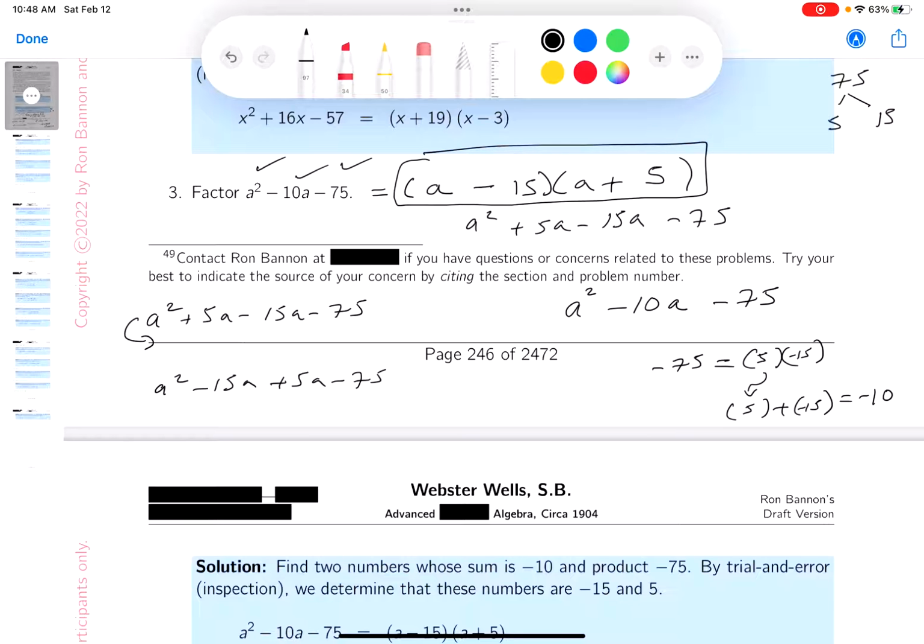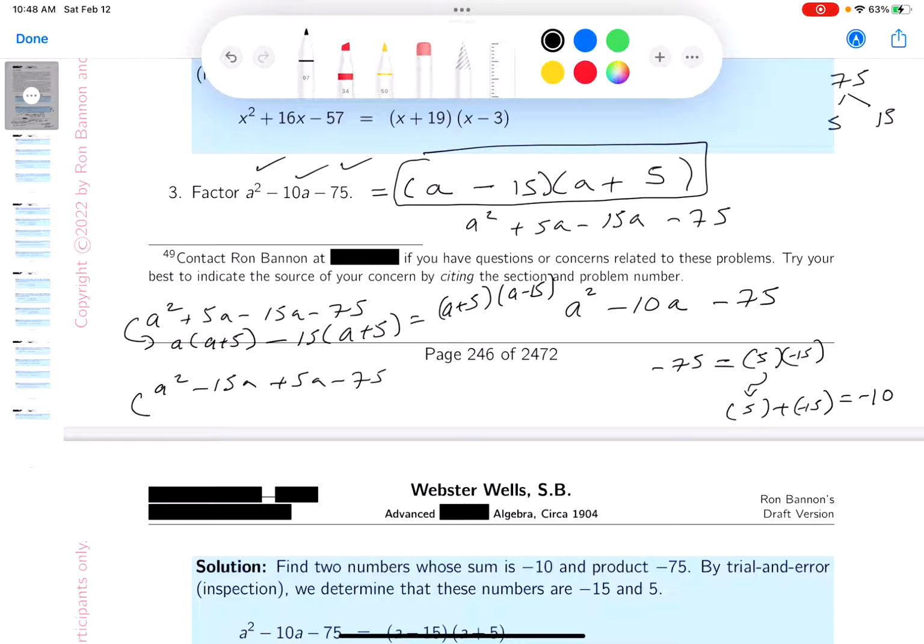So if we did this one over here, I'd factor an a out. What do you get? A plus 5. Over there, I'd factor out minus 15. What do you get? A plus 5. What does this factor to? Well, the a plus 5 factors out, and you're left with a minus 15.